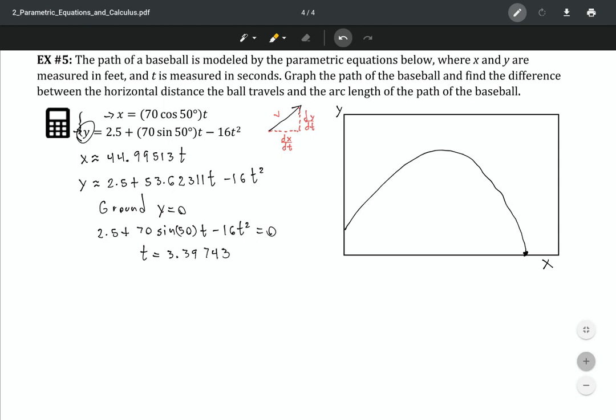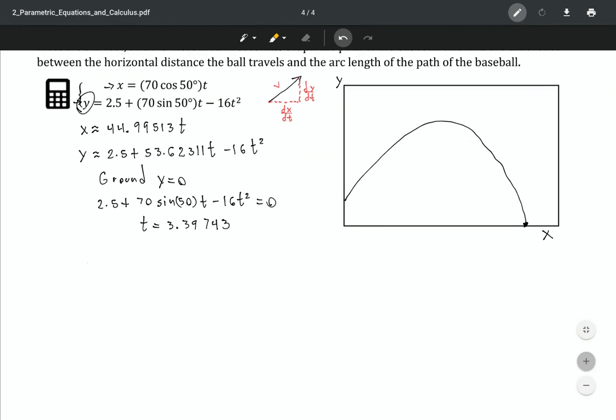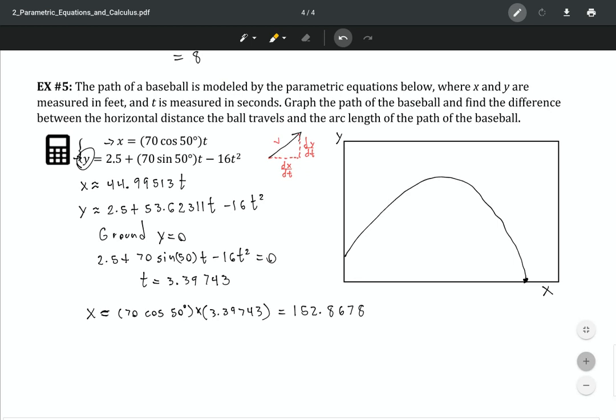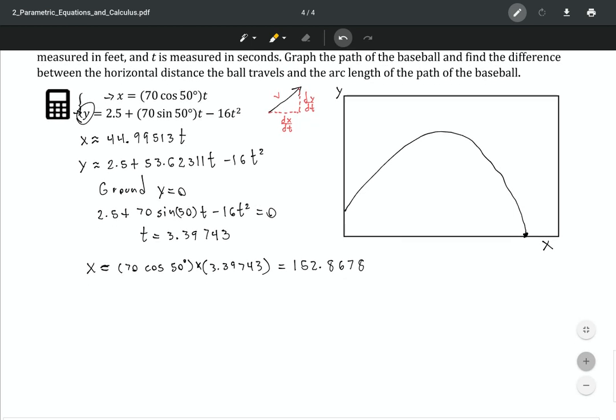Okay? So my horizontal distance would be equal to x, let me write it as 70 cosine of 50 degrees times 3.39743. Okay, so that's going to give me 152.8678. They don't really tell us, oh yeah, it's measured in feet, so this is feet.